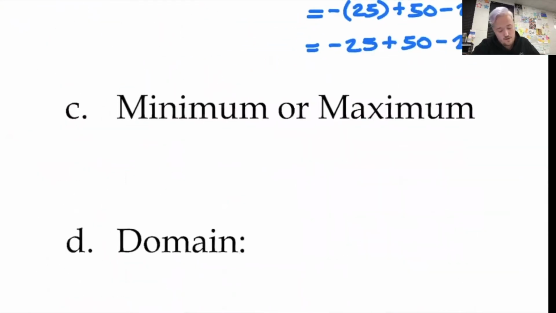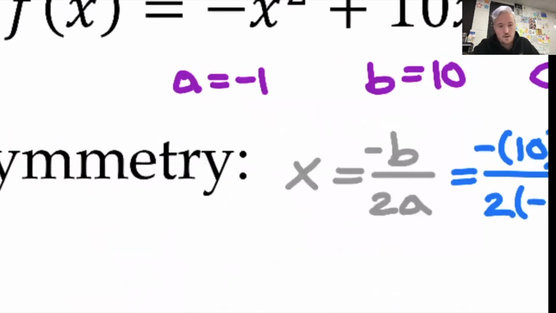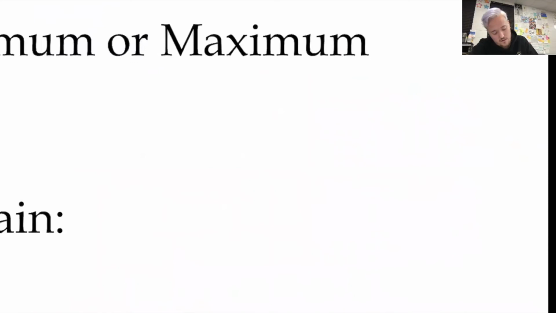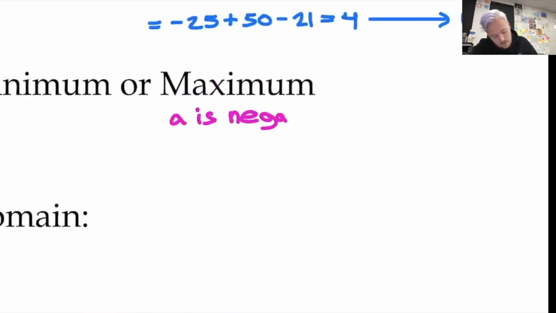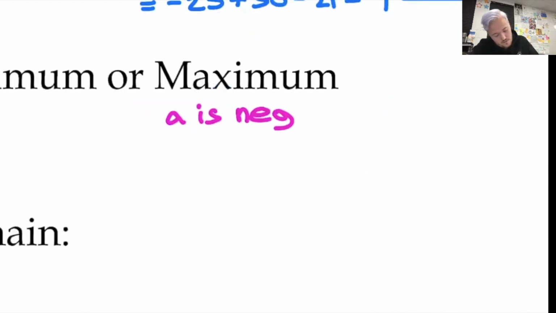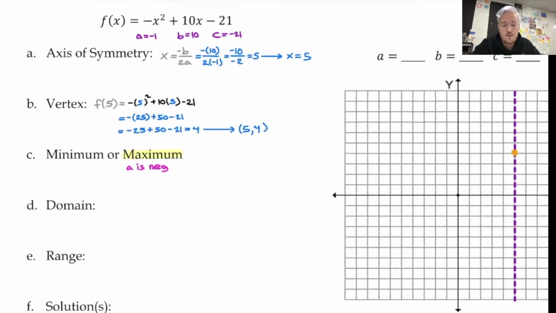All right, the next part is we want to identify if it's a minimum or a maximum. So look at your A value. Our A value is negative. Because our A value is negative, that means we have a maximum. I cannot spell, we'll just leave it at that. My brain's not working. So we have a maximum. Just a disclaimer, if A was positive, that means we would have a minimum.